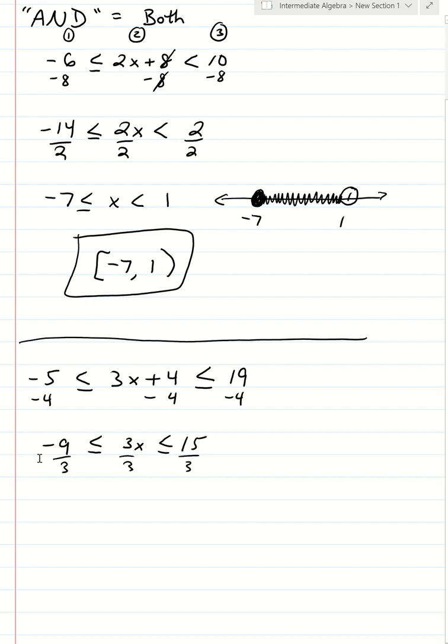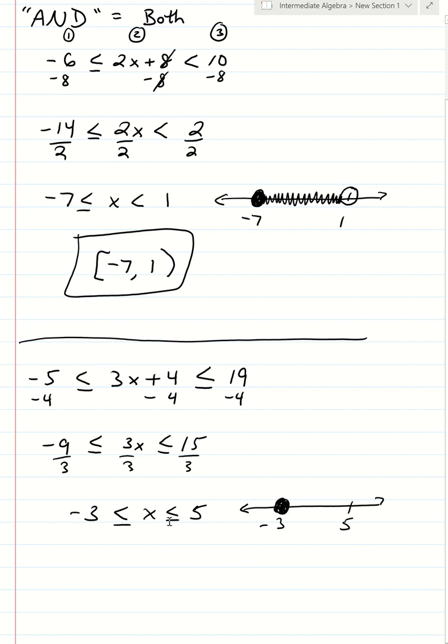Now here we have -9 divided by 3. That's a -6. Sorry, it's a -3. Less than or equal to 3x divided by 3 is just x. Less than or equal to 15 divided by 3, of course, is the number 5. Once again, to represent this on our number line, we would put the two critical numbers -3 and 5. -3 is part of the solution, so I fill in my circle.